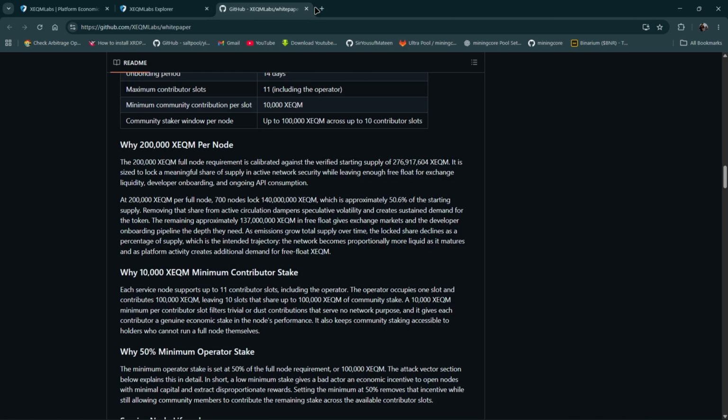Right now, without them, we have a 10,000 XEQM minimum contributor stake rule. If a person opens a 100,000 XEQM node and wants people to put in their shares, this will allow 10 other people to participate, a total of 11 people including the node operator. So only 10,000 minimum coins is the requirement now. It's reduced from 100,000 or 200,000, but it's still a huge amount, and if someone can't invest that much, then nodehub.io will be a very good option for them in the future.